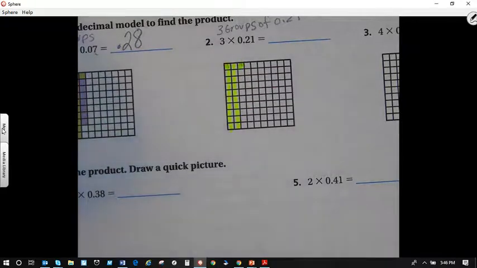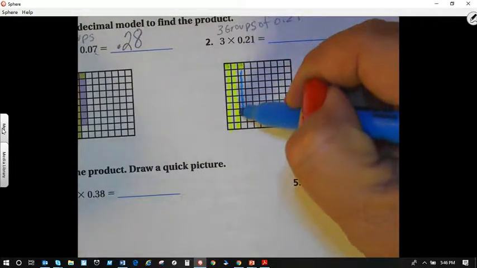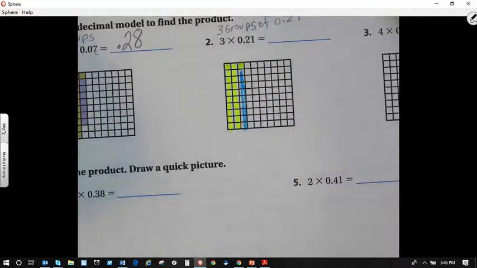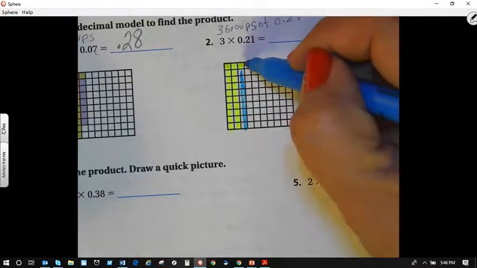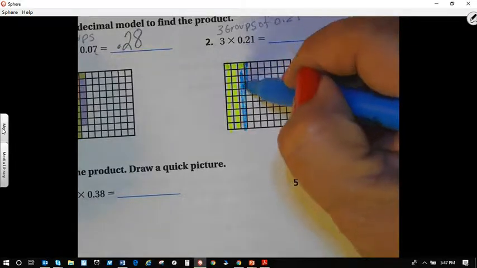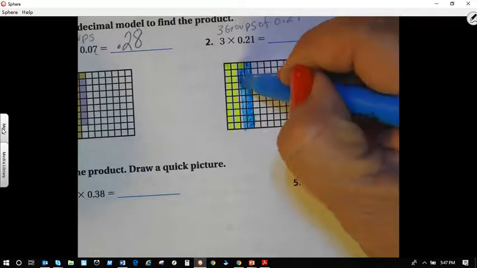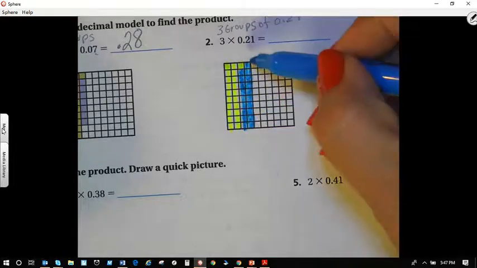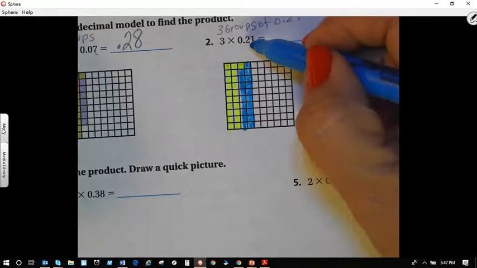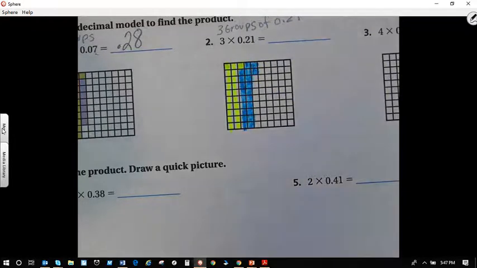My next group of 21 hundredths, I'm going to use my blue marker and shade in this part here. That's 9. 9 plus 10 is 19. I have to do the math in my head and make sure I'm doing it right. So far, 10 plus 9 is 19, but I need 21. So I have 20, 21, and there we go. So that is 2 groups, but I need to have 3 groups.